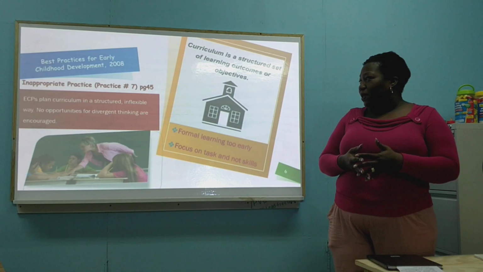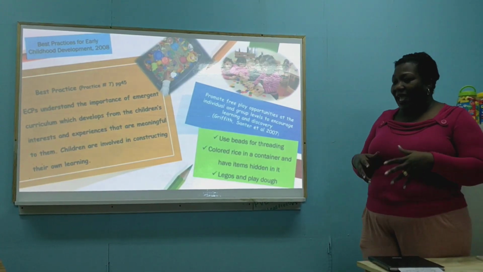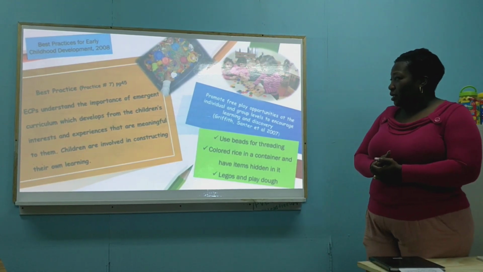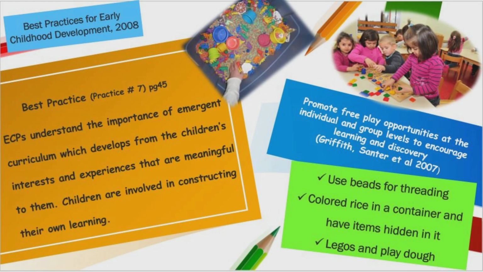Activities to do that would be to promote free play. Allow the children to be in individual or even in small groups where they can explore the environment. Best practice number 7 goes on to say early childhood practitioners understand the importance of the emergent curriculum, which develops from children's interests and experiences that are meaningful to them.